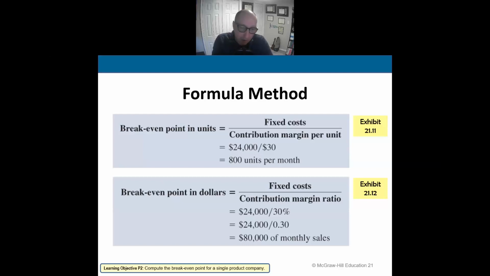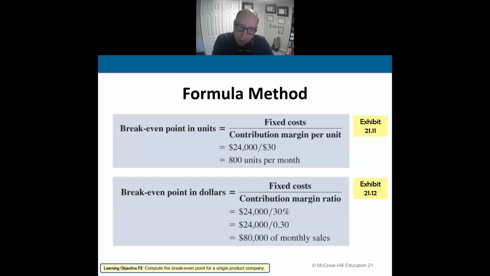Now I could also look at this in terms of sales dollars. How much money in terms of sales do I need to sell to break even? So I could do break even point in sales dollars. Very similar formula. I take my total fixed cost, $24,000, divided by the contribution margin ratio.